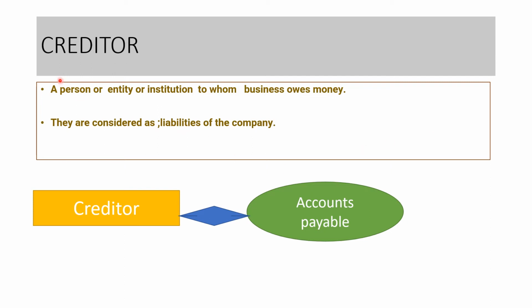Now we come to the term creditor. Again, it is a very interesting concept. A creditor is a person or entity to whom the business owes money. That means when the business purchases goods on credit from a third party, it owes money to the third party. They are considered liabilities of the company, because the business is purchasing goods on credit from some third party, due to which they owe money to the third party. Whenever the word creditor is associated, accounts payable comes into the picture.